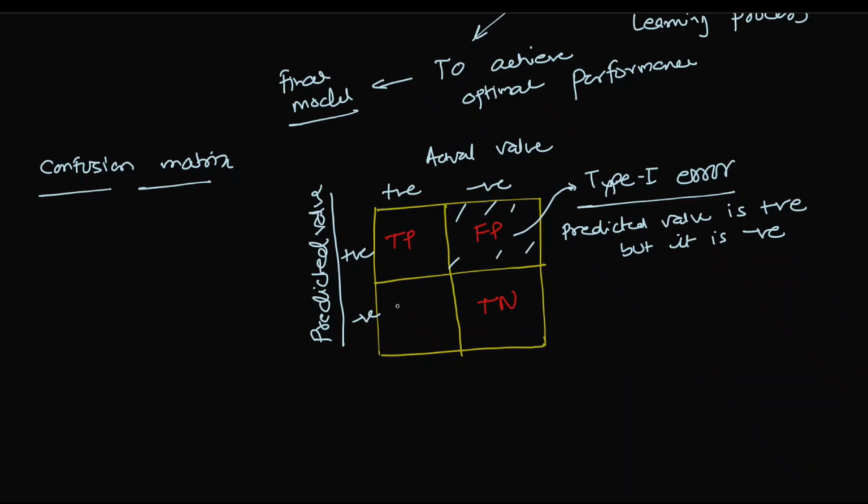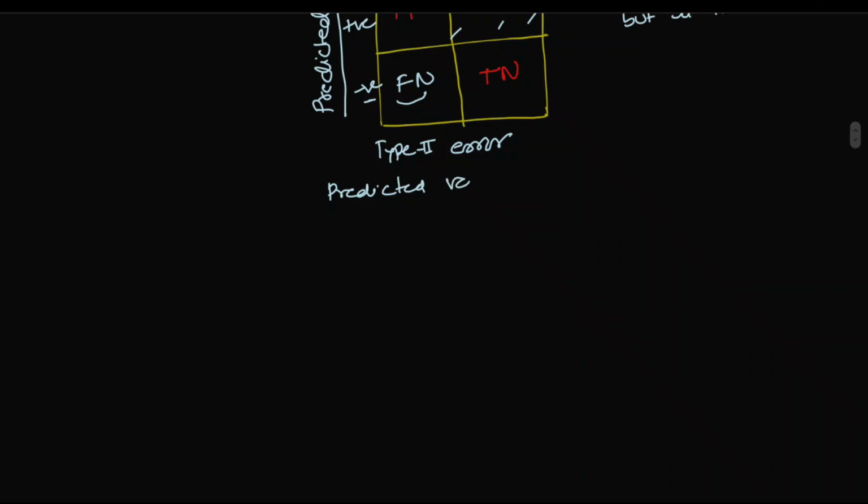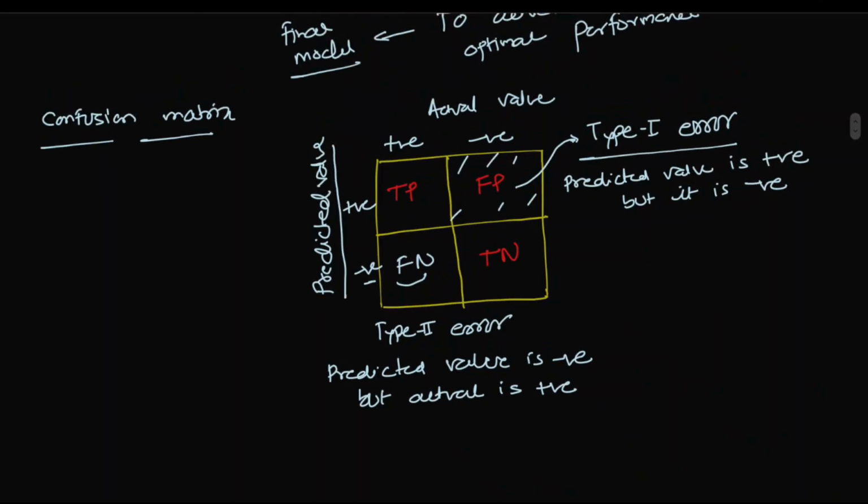The second is where my actual value is positive but it is predicted as negative. So predicted is negative, that's why I'm saying false negative. This is called a type 2 error. What do we mean by type 2 error? Type 2 error means the predicted value is negative but the actual is positive. So this is called a type 2 error. Type 1 is a false positive, type 2 is a false negative.